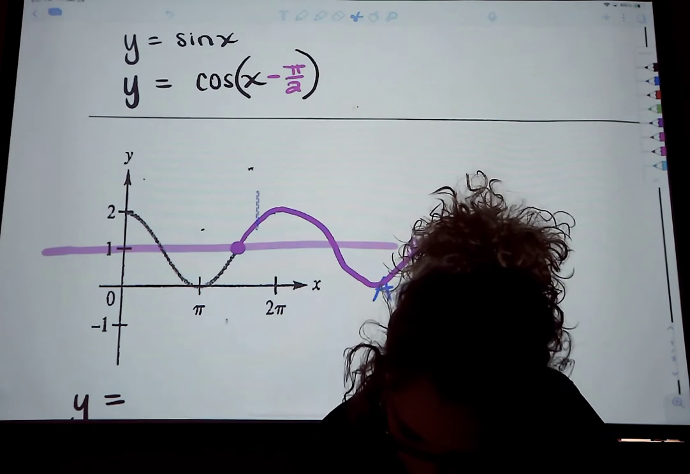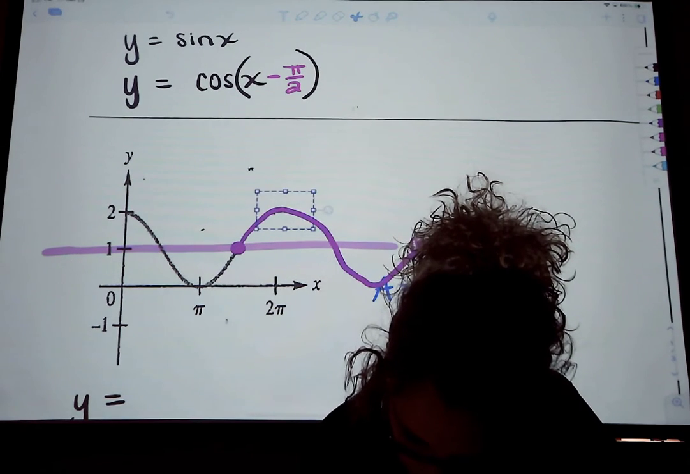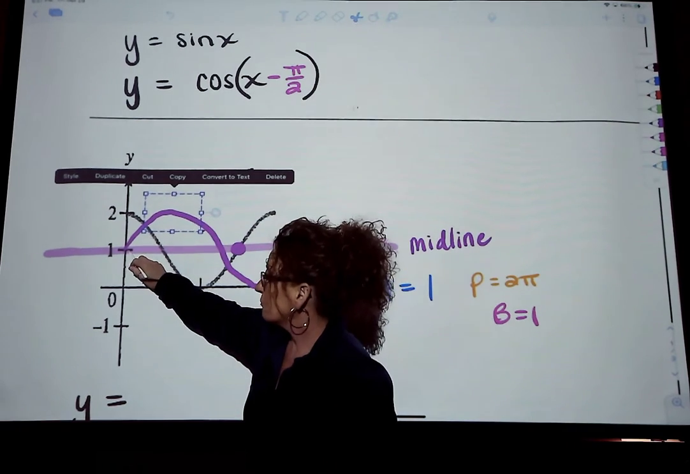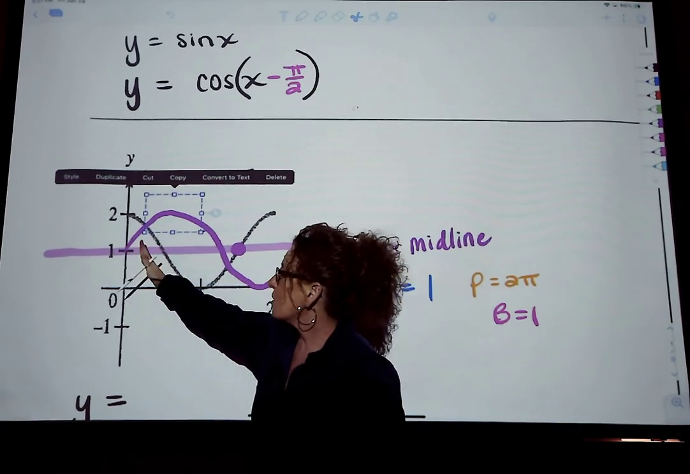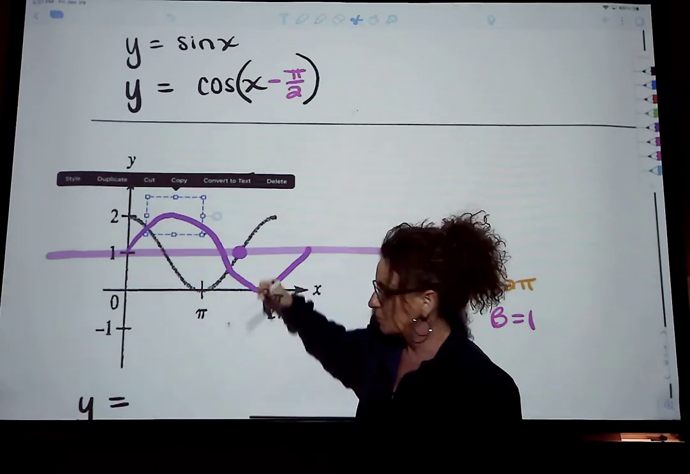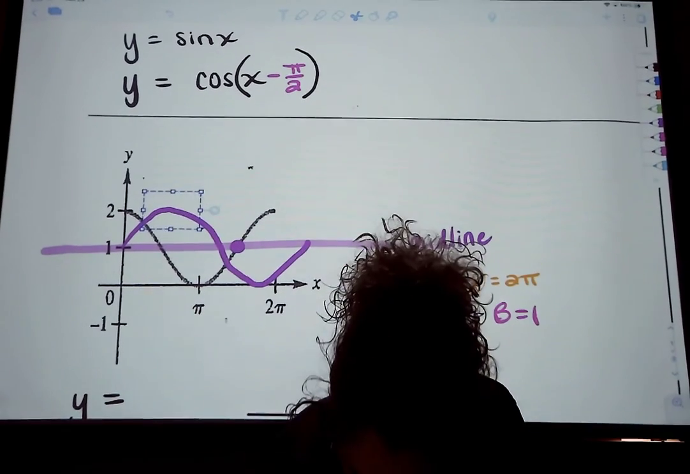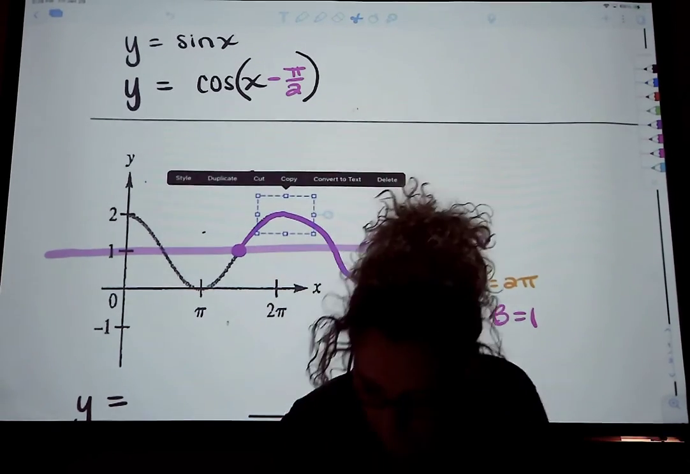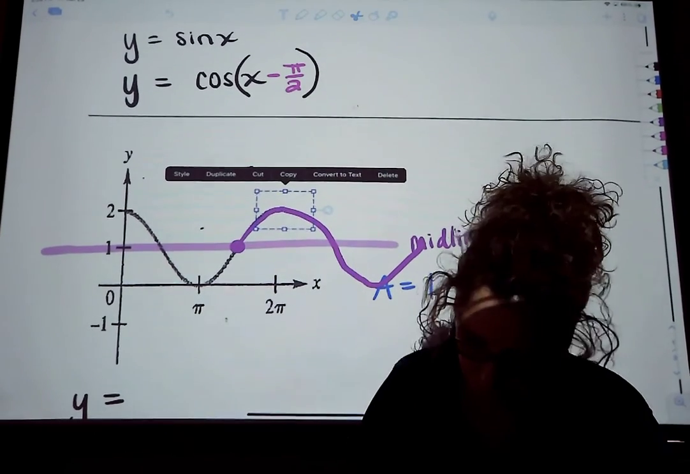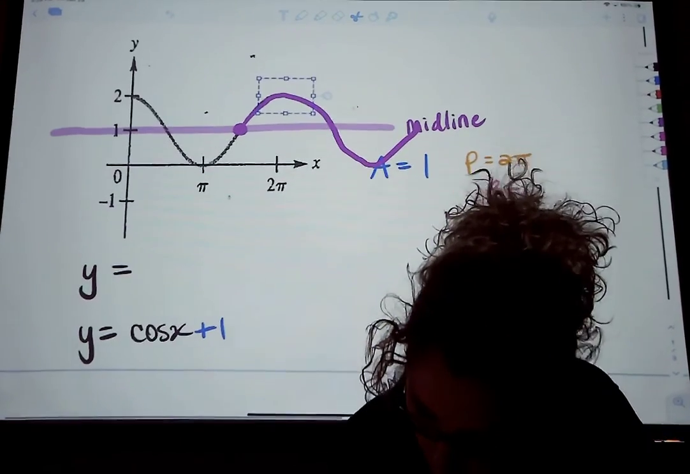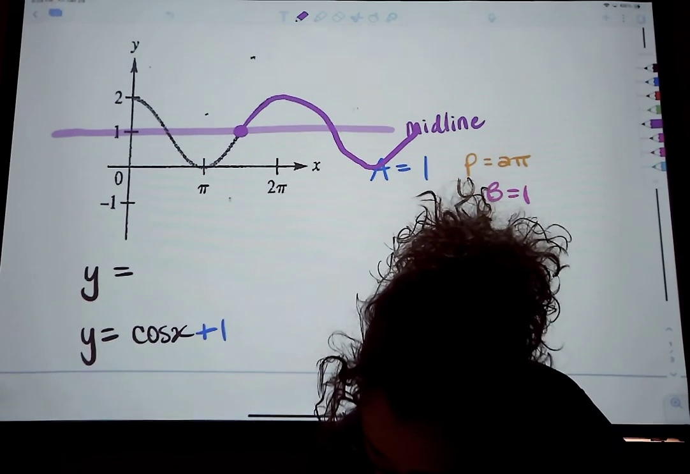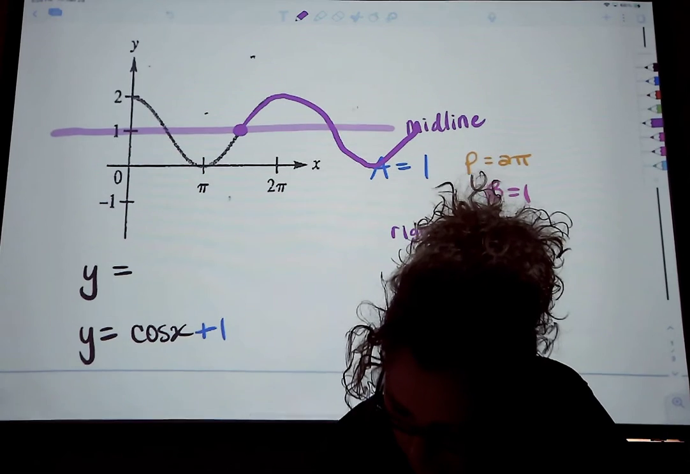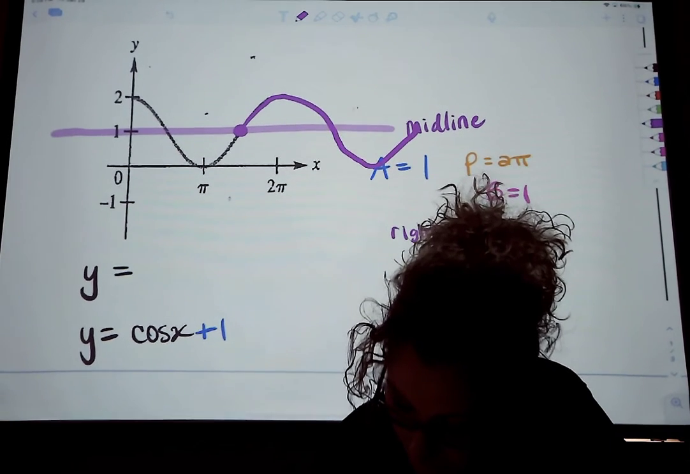How far over has it gone? Well, from normal, how far would we have to scoot it? We would have to scoot it this far. We would have to scoot it 1 pi and a half more. So I could say, right, 1.5, 3 pi over 2 for sine.